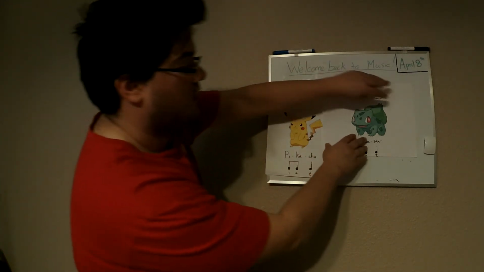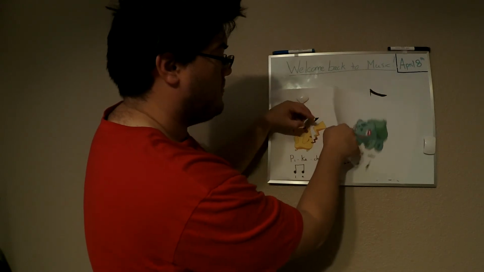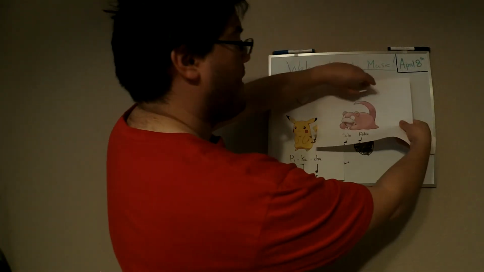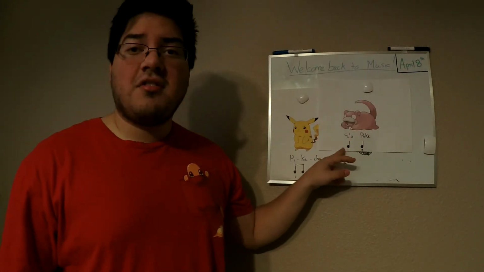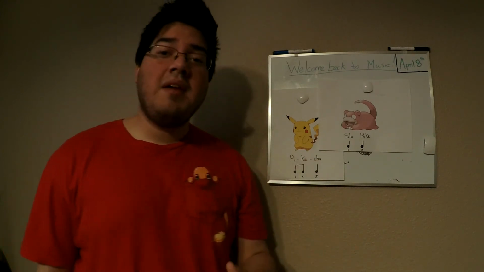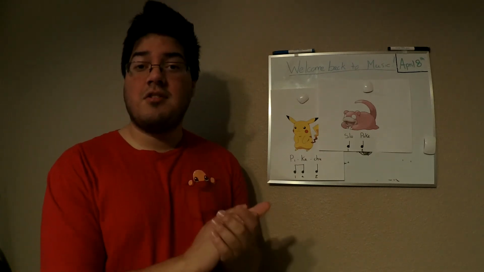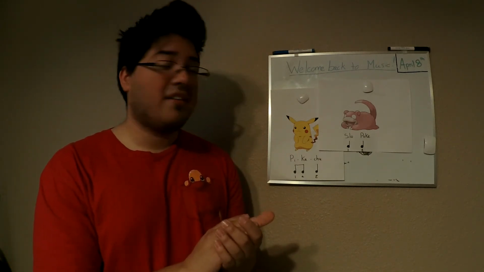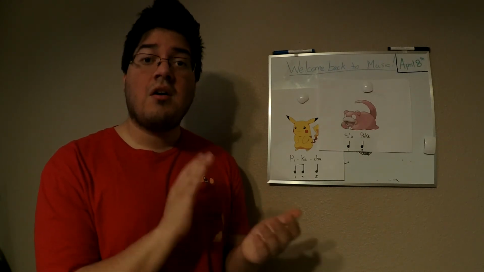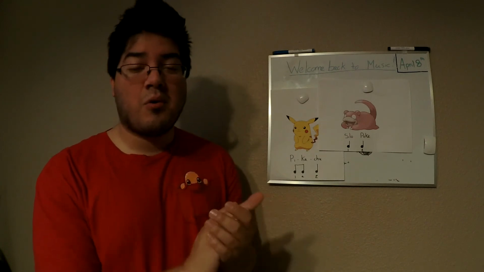Okay, let's add one more. I'm going to take down Bulbasaur. And finally, we have my man, Slowpoke. Now with Slowpoke, you'll notice he has no eighth notes in his name. It's just two quarter notes. So that means his name is on every beat. So if we go 1, 2, 1, 2, it's Slowpoke, Slowpoke, quarter, quarter, quarter, quarter.